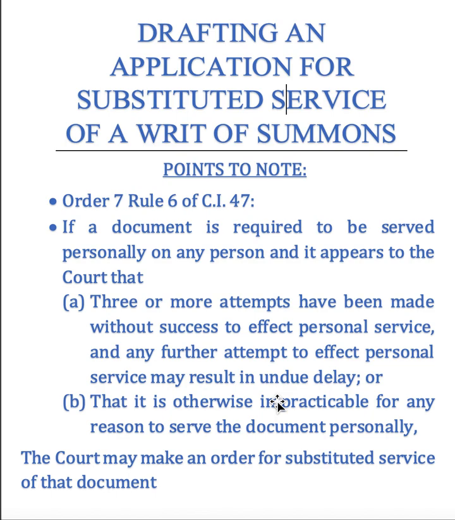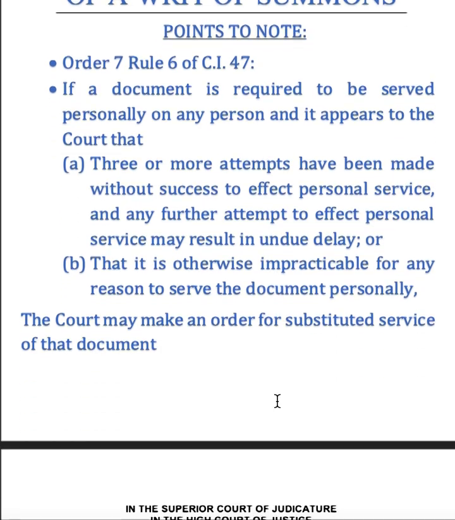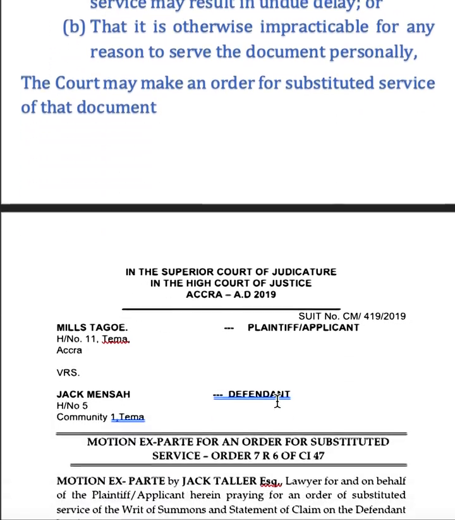So if you look at Order 7 Rule 6, it means that you can come under Order 7 Rule 6(a), which is three or more attempts have been made to effect personal service, and any further attempt to effect personal service may result in undue delay. You can come under that one, or you can come under (b): it is otherwise impracticable to effect personal service. Let's see how the application looks.